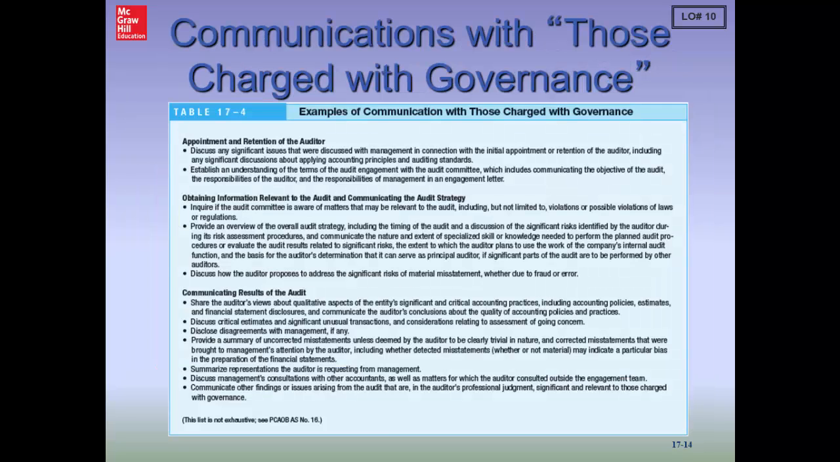Communication with those in charge of governance. One of the things that we've talked about is that the auditor is responsible to communicate to the audit committee several times during the course of the audit. One of the things that we want to communicate to the audit committee are things specifically related to the internal control structure within the organization. So we are going to report in a management report to the audit committee these specific recommendations that we have in terms of improving the internal control structure within the organization.